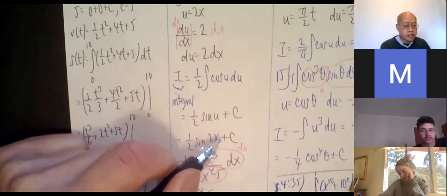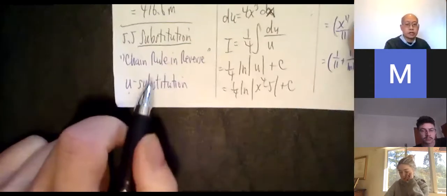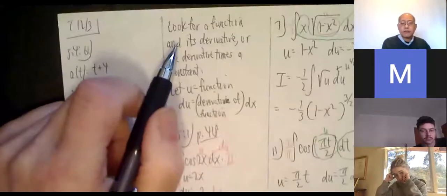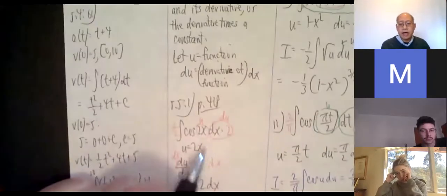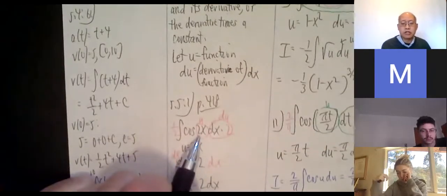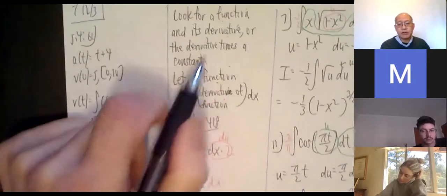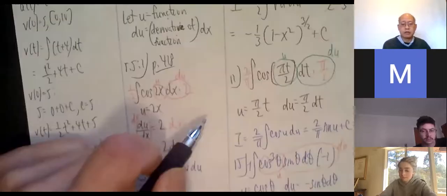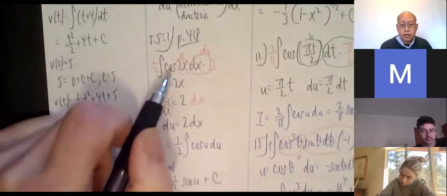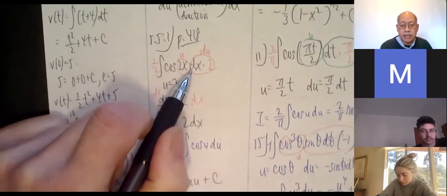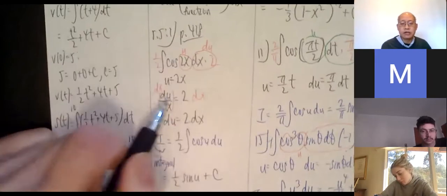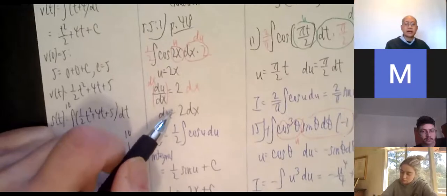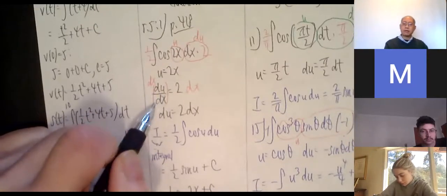Right, so this is our first example of a u substitution. It's the chain rule in reverse, essentially. So look for a function and its derivative. I see 2x, whose derivative is 2. I don't have the 2, but that's okay. It's a derivative times a constant. I can multiply by 2. No big deal. So the original was cosine 2x dx. Let u be 2x. du equals 2 dx.